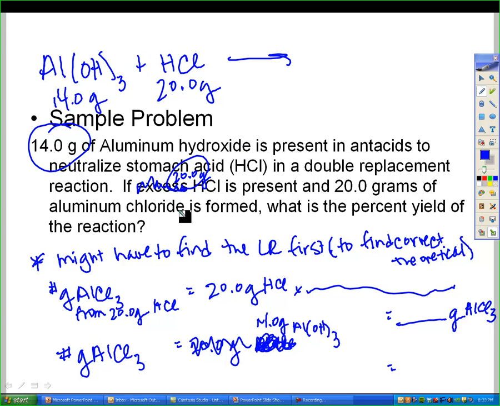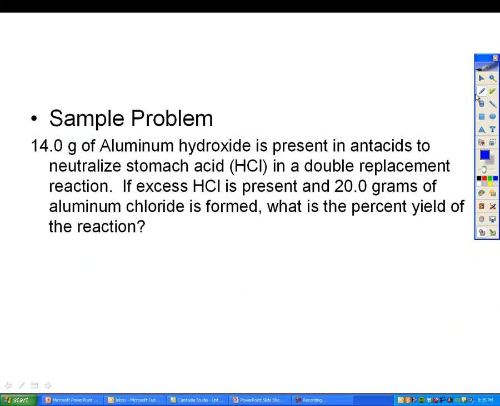Now in this problem we didn't have to do that because of this word excess. So if you see excess as a reactant, you're good. If you see two masses or two moles or two liters for your reactants, then you're going to need to go through that limiting reactant step. So watch out for that. I know that is in your practice problems.